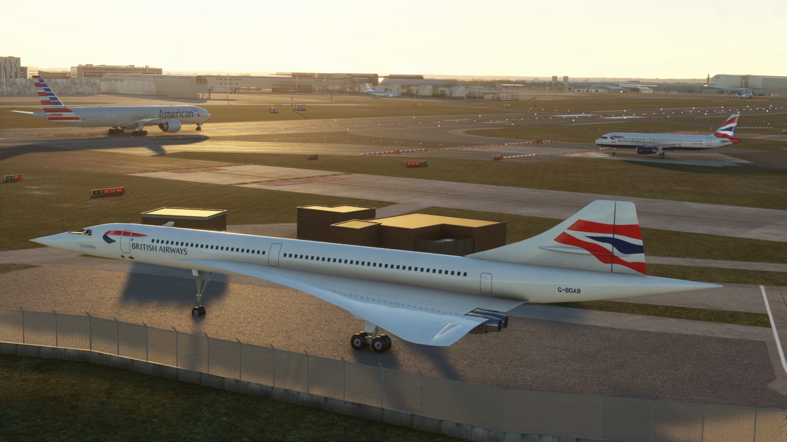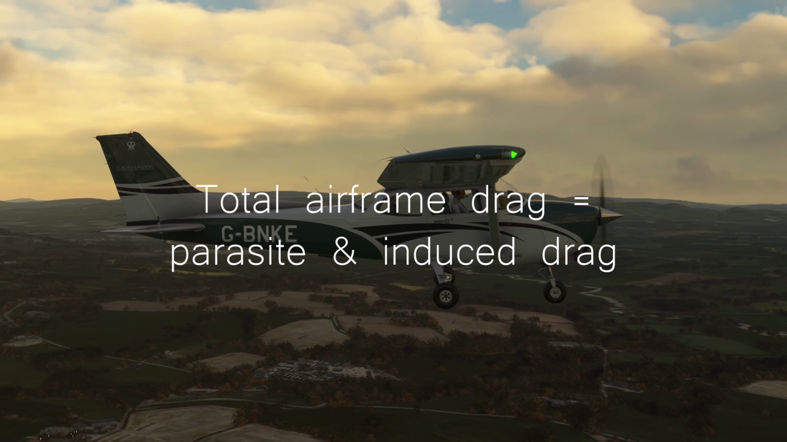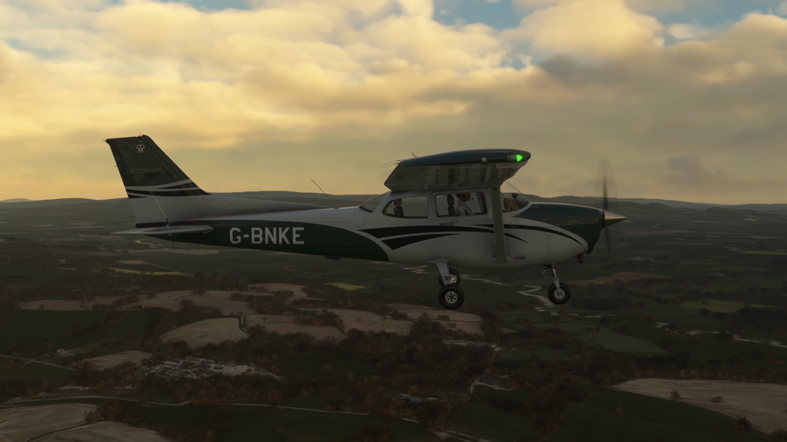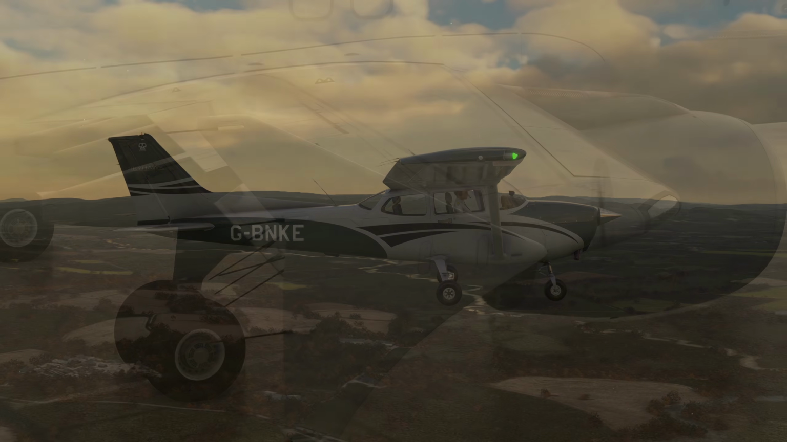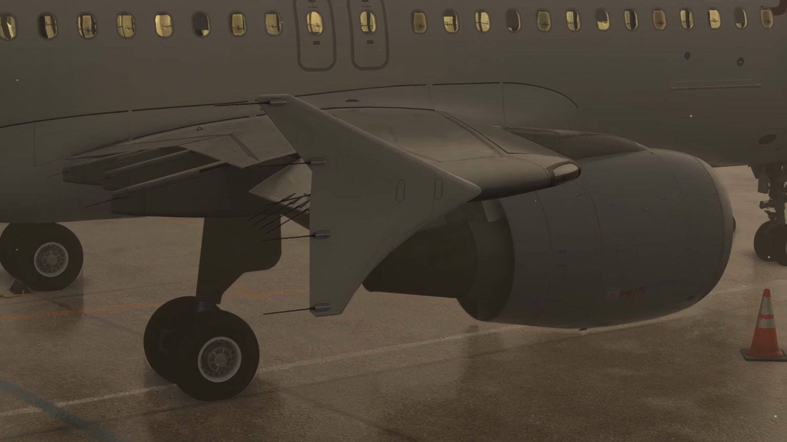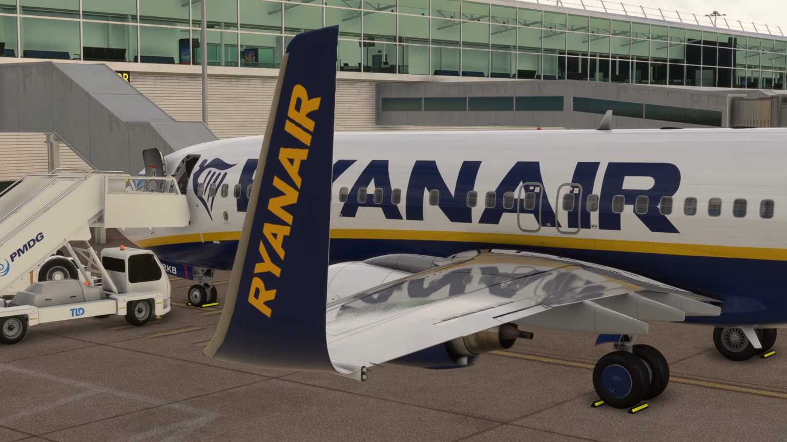Anyway, I digress. So, long story short, your total airframe drag is your parasite drag plus your induced drag. Induced drag is the kind of drag your wingtip will make, causing a tip vortex that spirals out behind you as you fly. This is why many airliners today have winglets or sharklets to reduce this aerodynamic effect and burn less fuel.